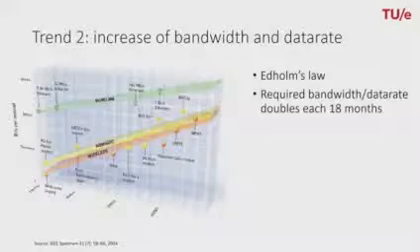The second trend is that the bandwidth and the associated data rate is also increasing, and that's visualized by this graph, which was presented by Edholm in a publication in IEEE Spectrum already in 2004. And he found out that the bandwidth of new wireless systems seems to double each 18 months. It's comparable to Moore's law in electronics.